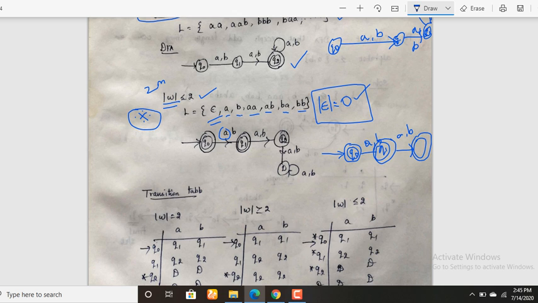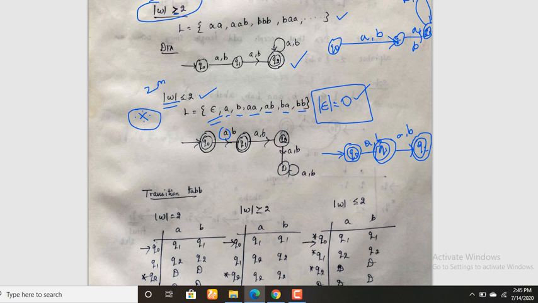So A means you come to the Q2 final state. Then B accepted, A accepted, then B which is also accepted. If any string comes beyond the length of two, it definitely goes into the trap state, that is the dead state. It is also an optional one. You include or omit it, it's your choice. So this is the DFA for the length of the string. We can also draw the DFA in some other way for this problem.